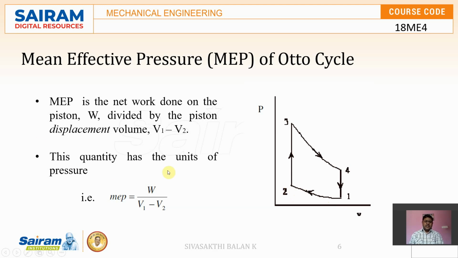So the quantity has the unit of pressure, and the relationship is shown as W net divided by V1 minus V2, whereas we know W net is equal to heat supplied Q in minus Q out, divided by the swept volume Vs, or V1 minus V2. This is the basic term which is used in the Otto cycle thermodynamic processes.